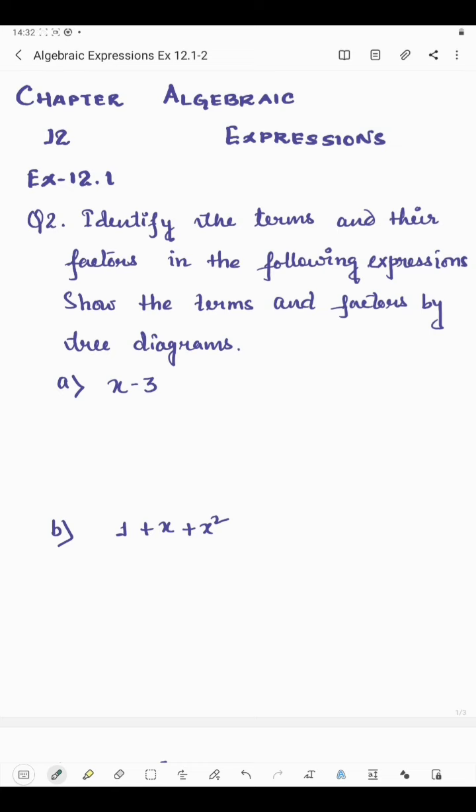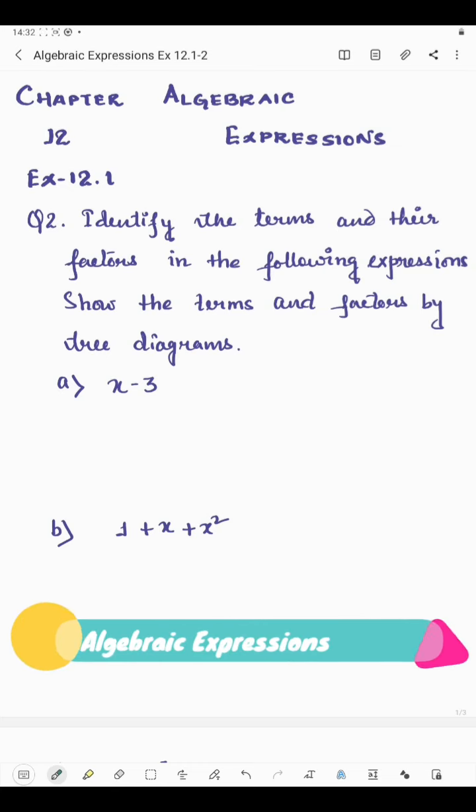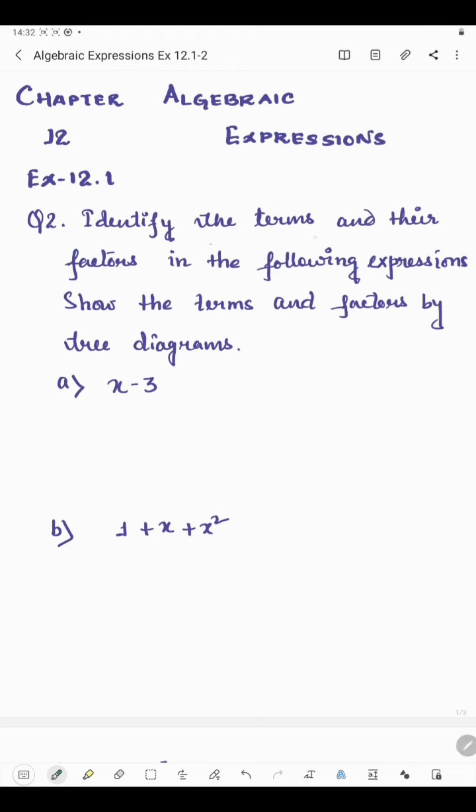Hello students, today I am going to start question number 2 of exercise 12.1. Now question number 2 says, identify the terms and their factors in the following expression. Show the terms and factors by tree diagram.